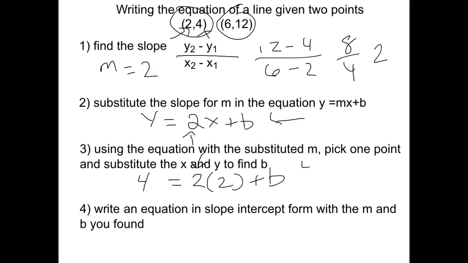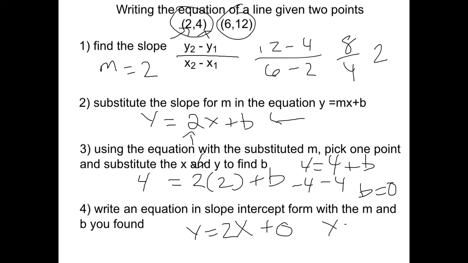So I have 4 equals 4 plus b. I subtract 4 from both sides, and I happen to get b equals 0. So the good news for us is, in this case, if I were to substitute in my m and my b, it would be y equals 2x plus 0, which is the same as y equals 2x. If my b happened to be something like 4 or 9, then the 0 would be a 4 or a 9.